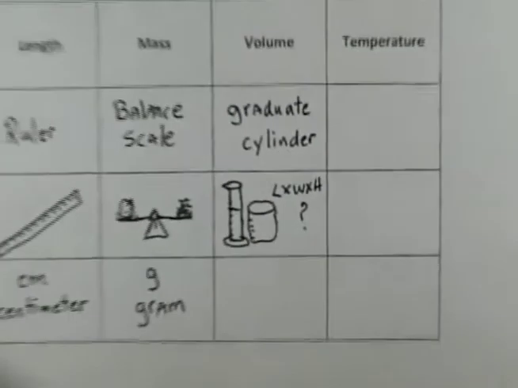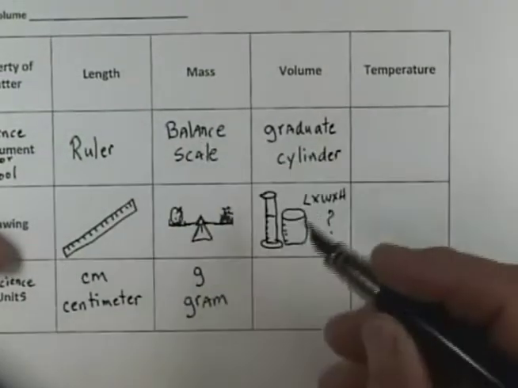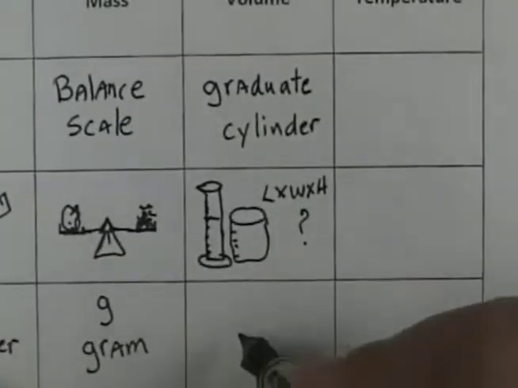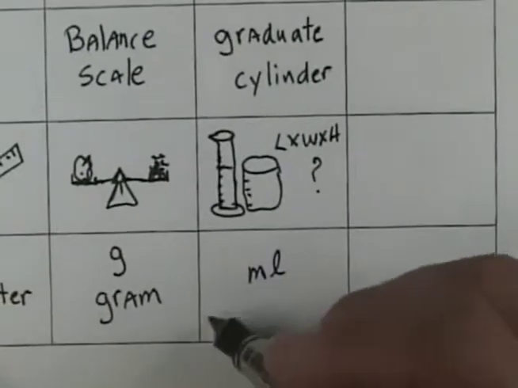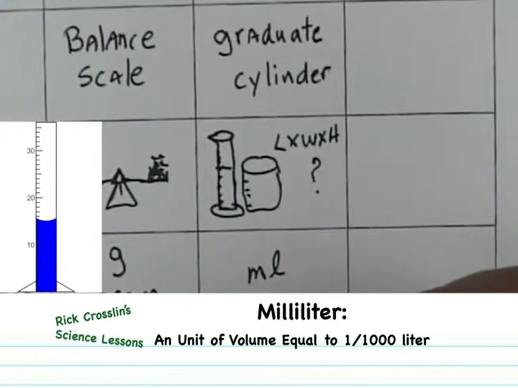All right, what units are we going to use? We use centimeters for length, grams for mass. Here we go. ML, which stands for milliliter. Milli, which is divided by 1,000, liter. A milliliter, an ml.